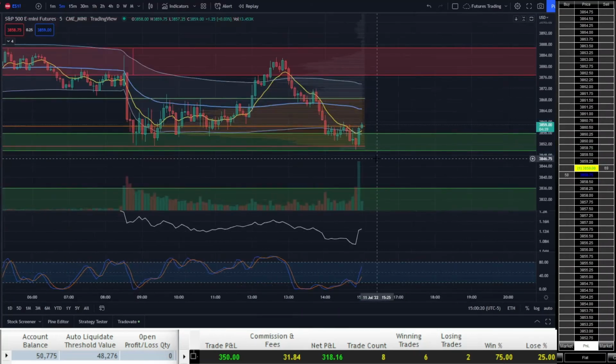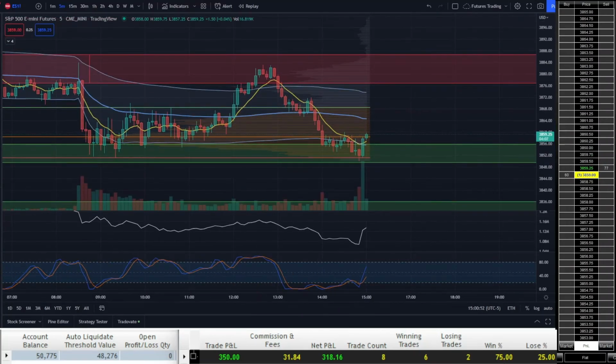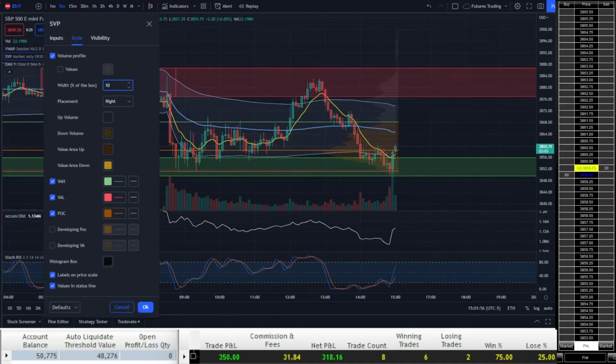So I'll let the price action play out, but the demand zone did hold as price was able to bounce out of there, eventually finding resistance at VWAP.